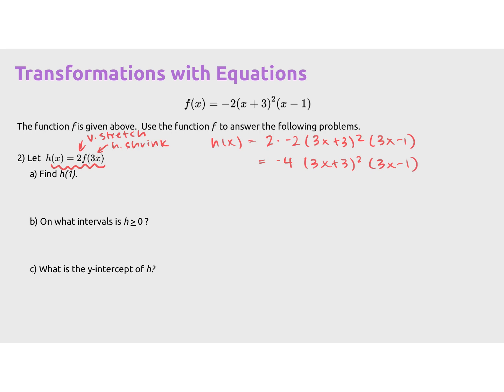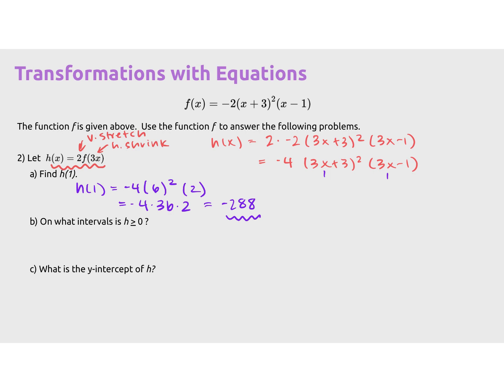Now it says find h of 1. So I'm going to plug 1 into my expression for h. I get negative 4. This would be 3 plus 3. That's going to give me 6 squared. And then if I plug in 1, 3 minus 1 gives me 2. So I have negative 4 times 36 times 2, which is going to give me negative 288 as my output.